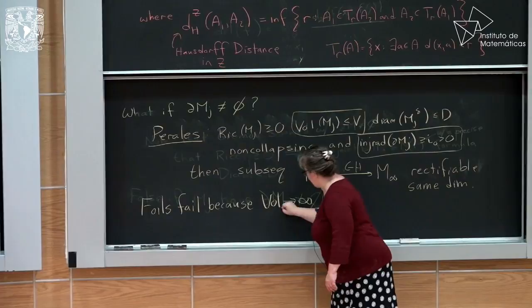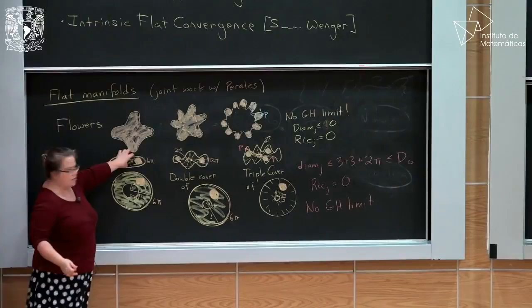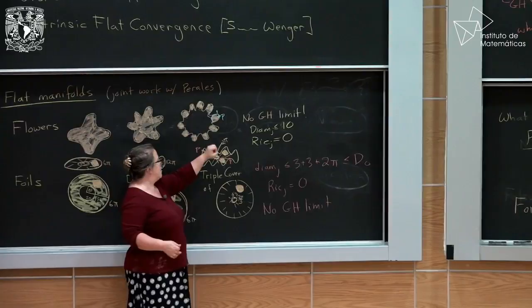This one's volume is close to the volume of a disk. This is also the volume of a double disk. This is almost the volume of three times a disk, and so on. Their volume is going to infinity.